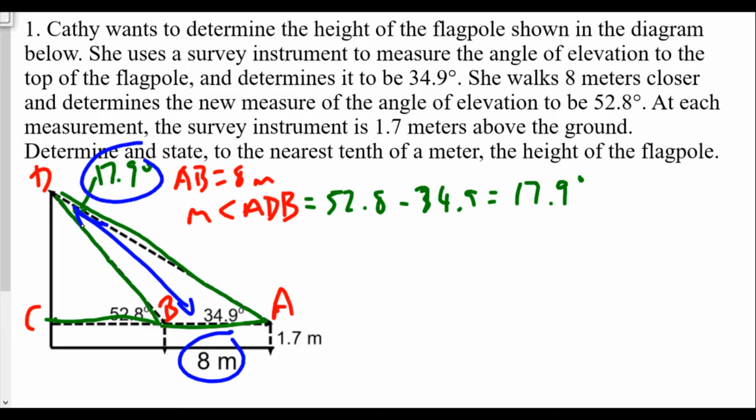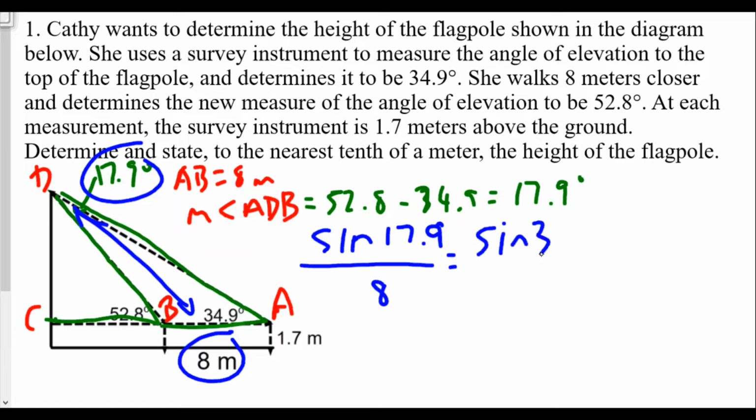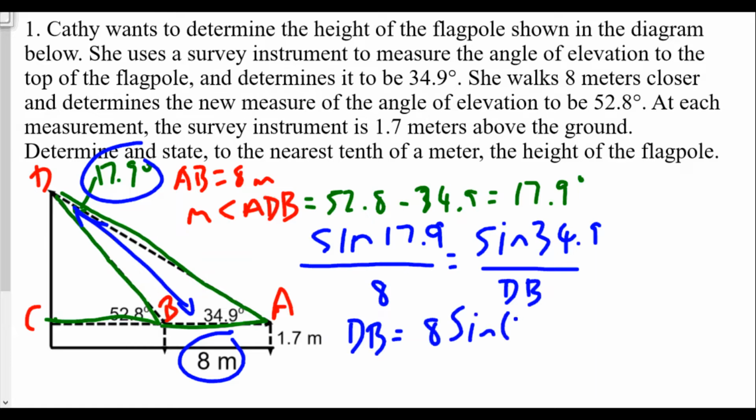We're going to use the 34.9 to find this measurement here, dB. So we're going to do the sine of 17.9 over 8 meters is equal to the sine of 34.9 over dB. And so to get dB by itself, dB is equal to 8 times the sine of 34.9 degrees over the sine of 17.9 degrees.